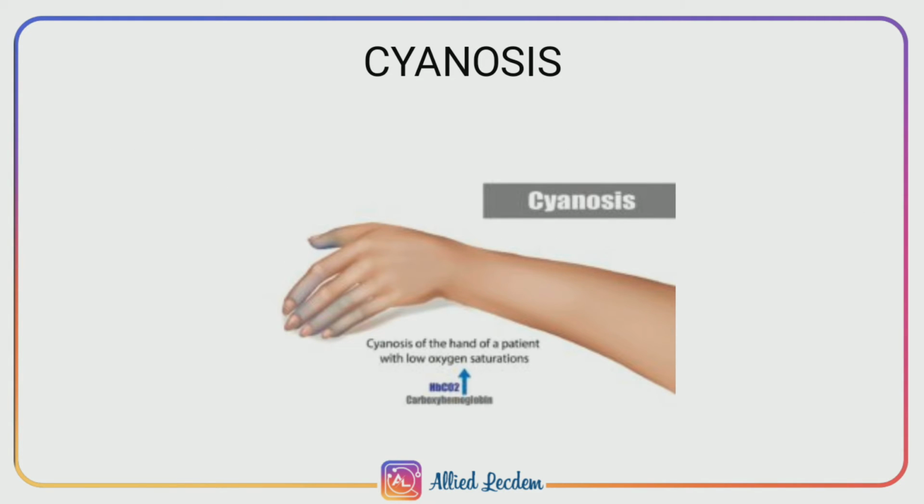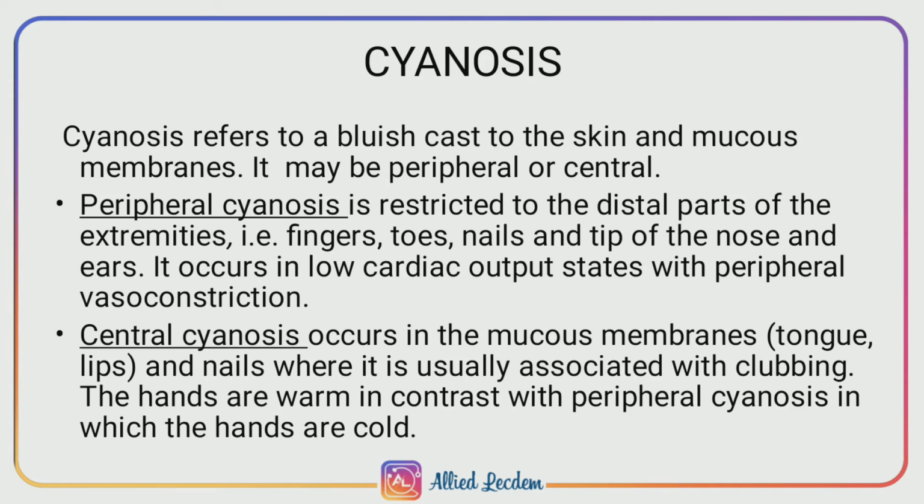Cyanosis. Cyanosis refers to a bluish cast to the skin and the mucous membranes. It may be peripheral or central. Peripheral cyanosis is restricted to the distal parts of the extremities, that is, fingers, toes, nails, and the tip of the nose and the ears. It occurs in low cardiac output states with peripheral vasoconstriction.